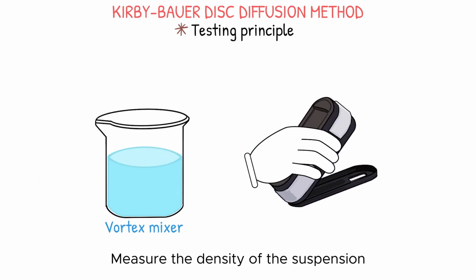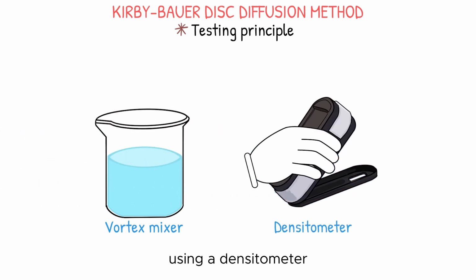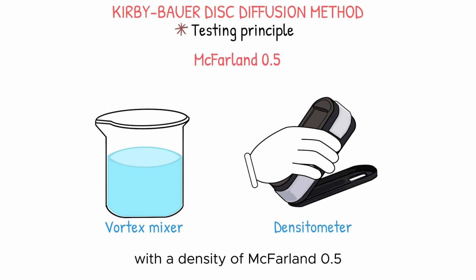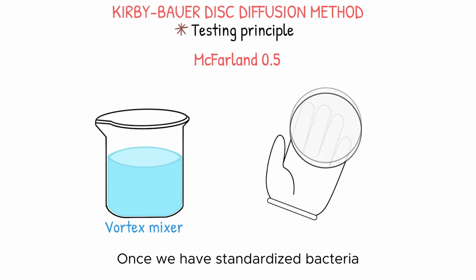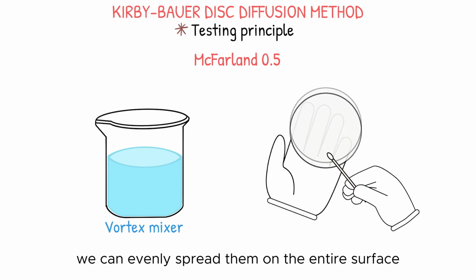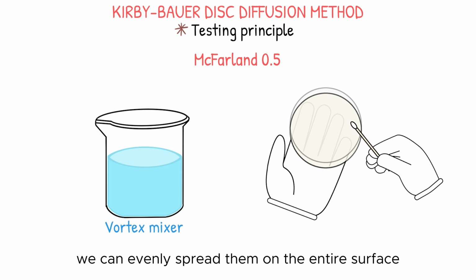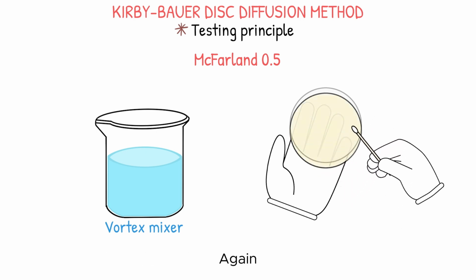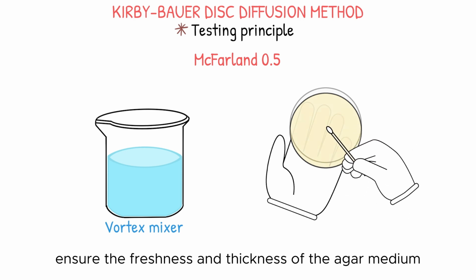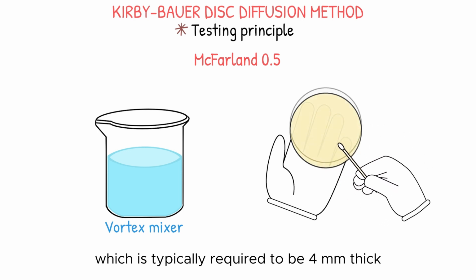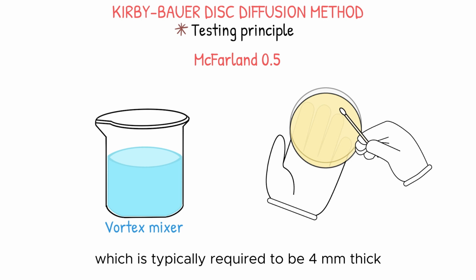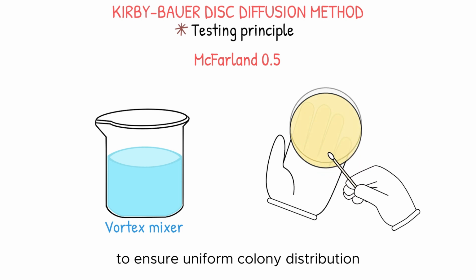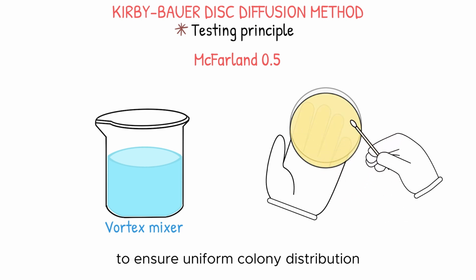Measure the density of the suspension using a densitometer. Our goal is to obtain a suspension with a density of McFarland 0.5. If necessary, we can add more bacteria. Once we have standardized bacteria, we can evenly spread them on the entire surface of the Mueller-Hinton agar plate using a swab. Again, ensure the freshness and thickness of the agar medium, which is typically required to be 4 millimeters thick. Repeat the streaking process to ensure uniform colony distribution.